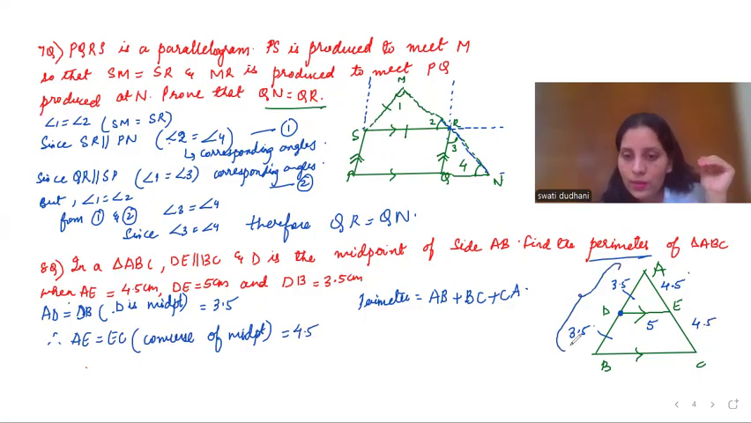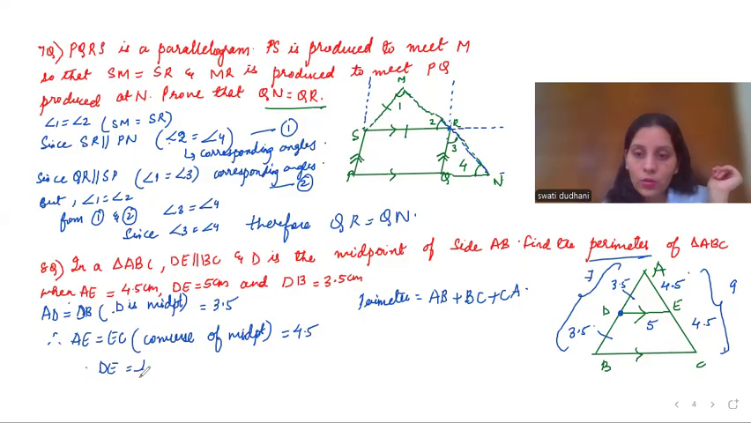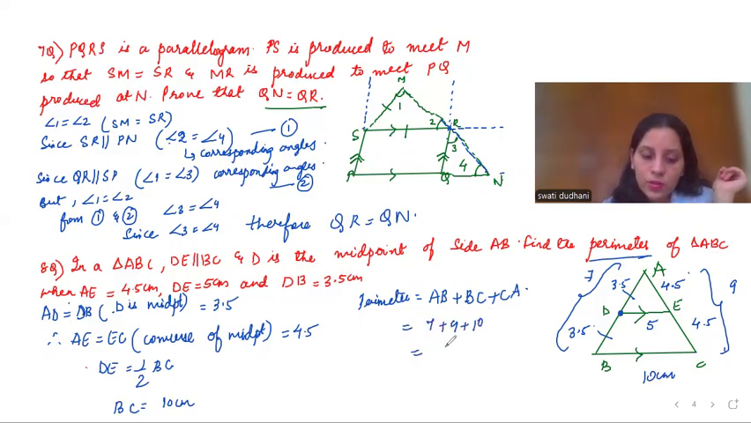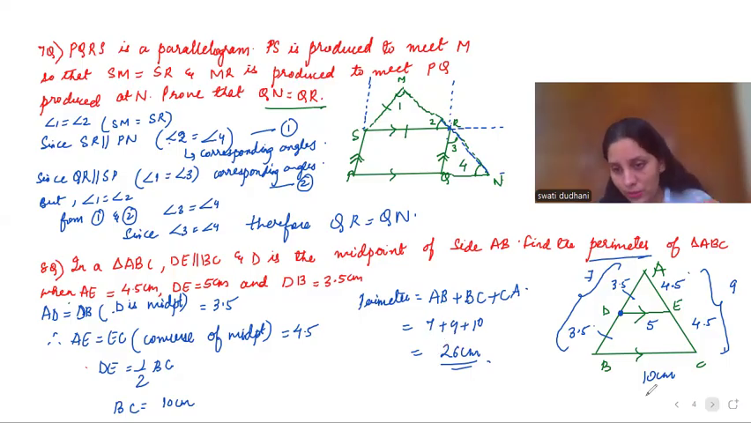So here AB will be equal to 7, 3.5 plus 3.5, and AC will be equal to 9. Now also using midpoint, DE is equal to half of BC. So from this, BC will be equal to 10 centimeters. What will be the perimeter? 7 plus 9 plus 10, which is 19 plus 7, 26 centimeters. I hope this is clear. So this was completely the converse of midpoint theorem.